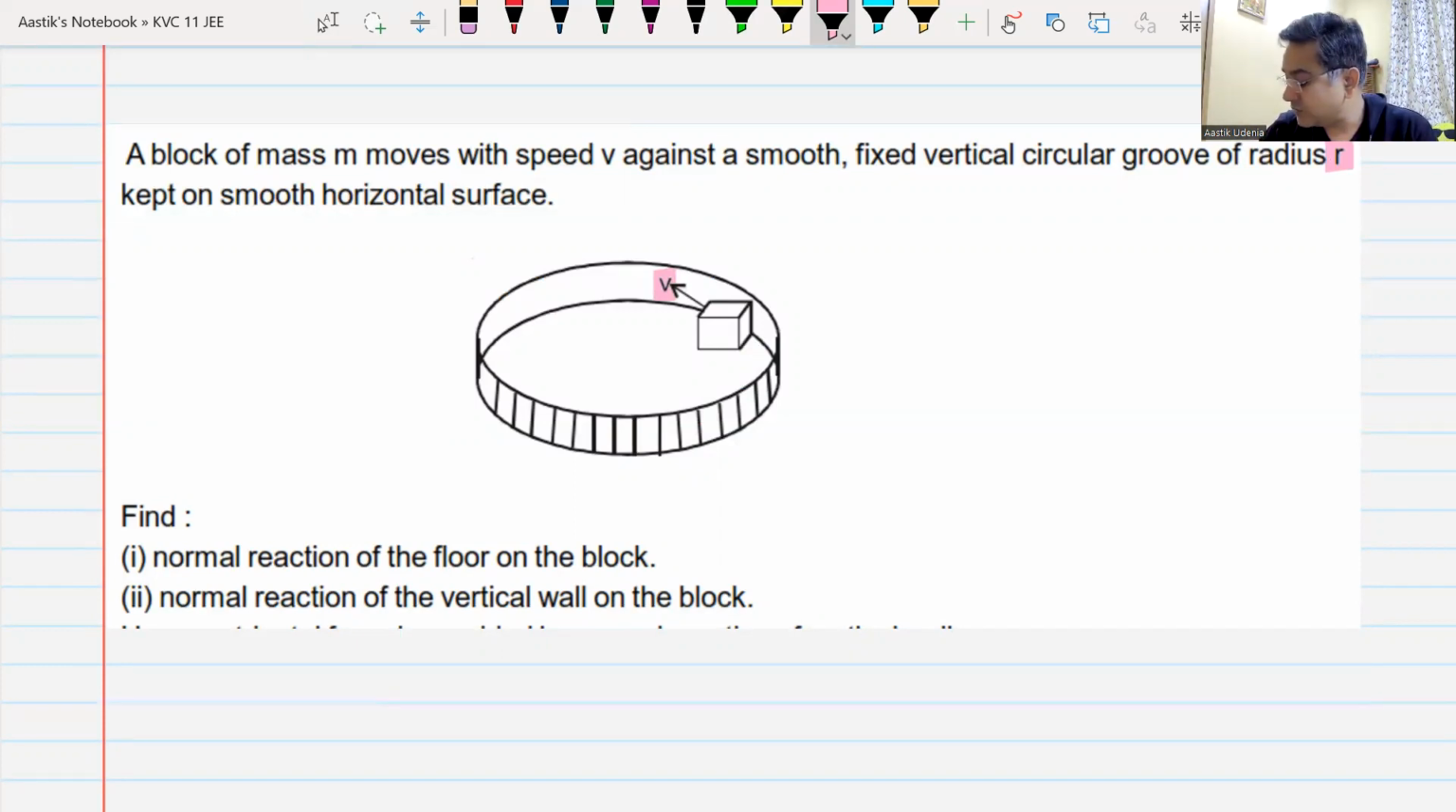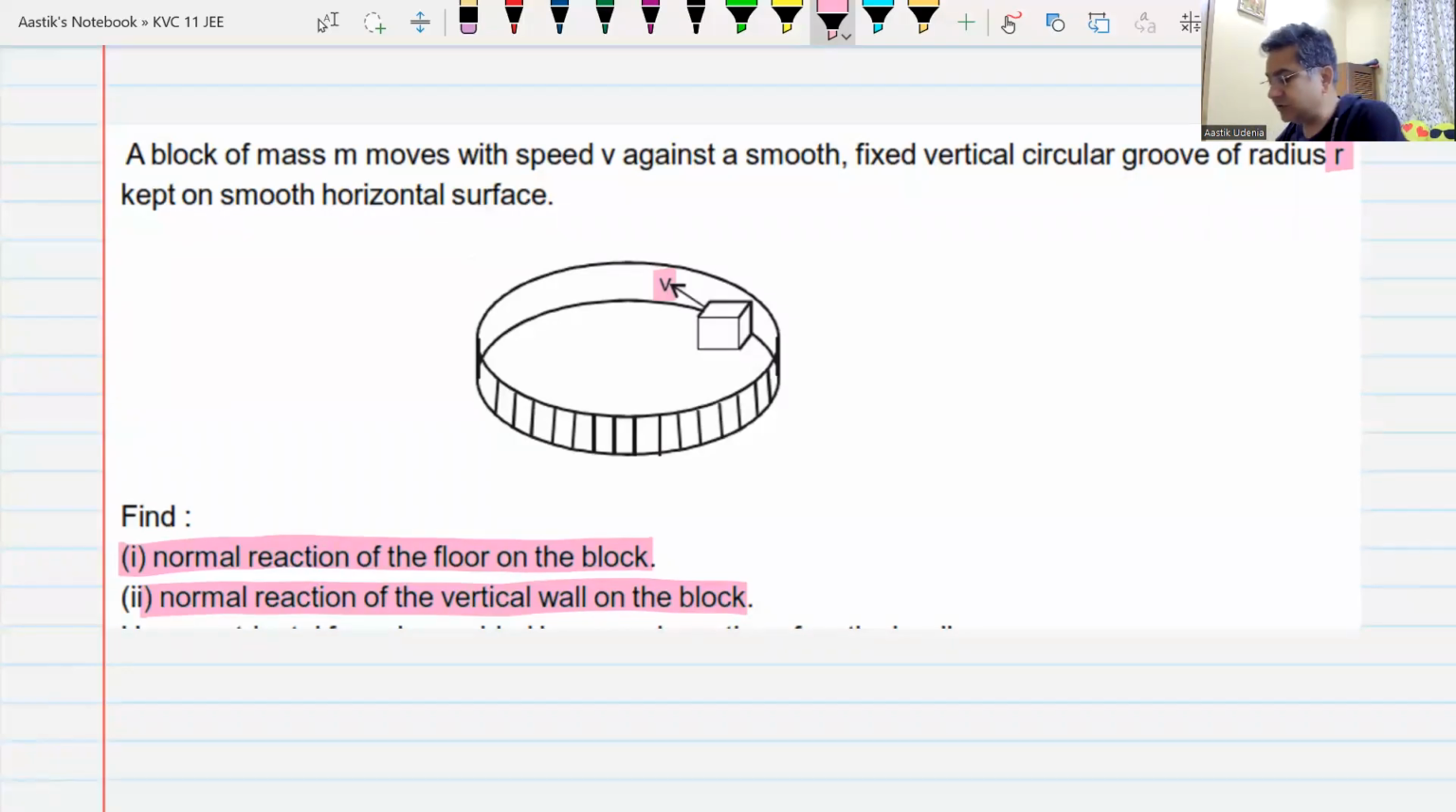You have to find out two things: the normal reaction of the floor. This is the floor, there is a groove, and the body is moving in a groove. You have to find the normal reaction of the floor on the block. You have to find the normal reaction of the vertical wall on the block. You have 2 minutes to know the process, make the equations, and get your answers. I will give you 2 minutes to do this.